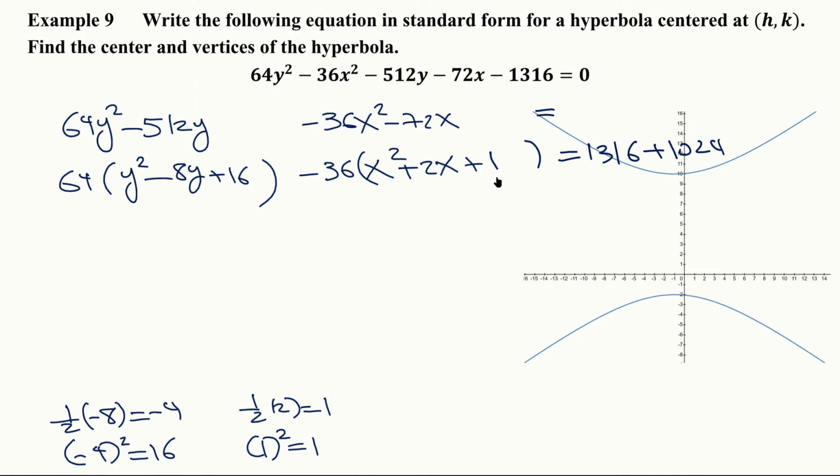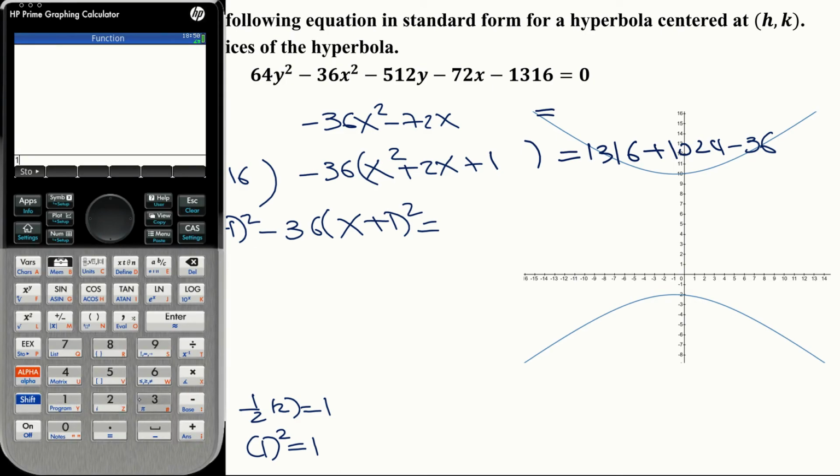Here I'm not adding a 1, I'm actually subtracting a 36. So I need to subtract 36 over here as well. Okay? That's all there is to it. So we get 64 times y minus 4 squared minus 36 times quantity x plus 1 squared equals, now we need to do 1316 plus 1024 minus 36, which is 2304.